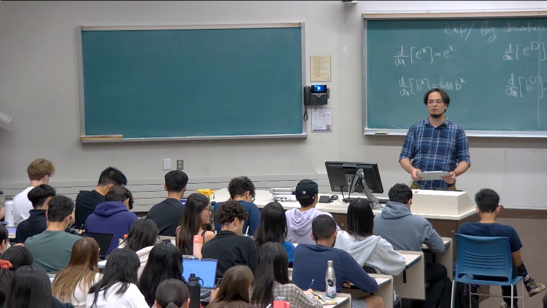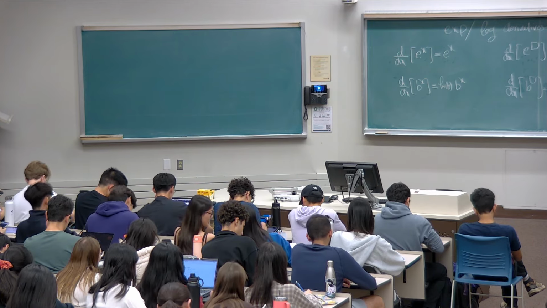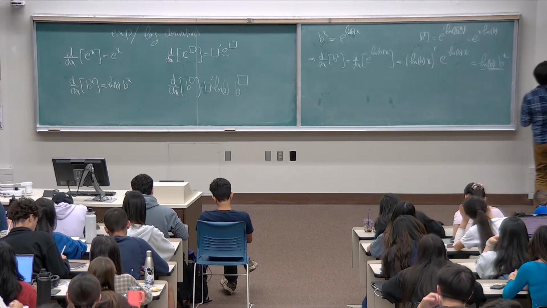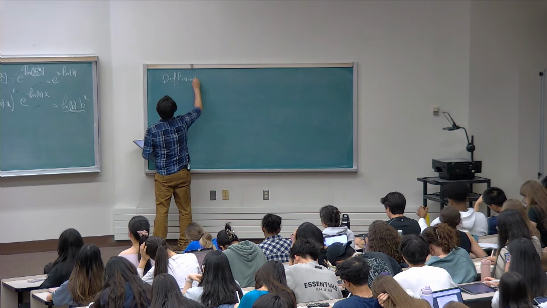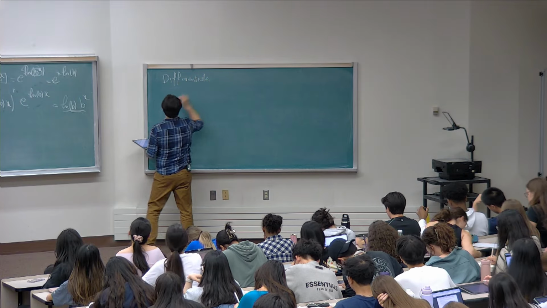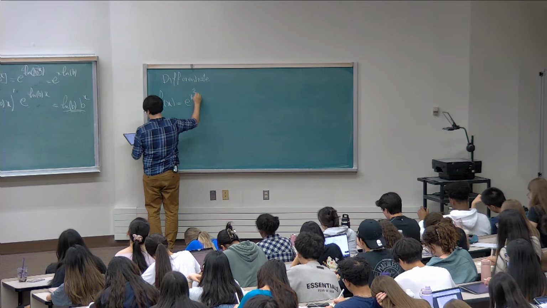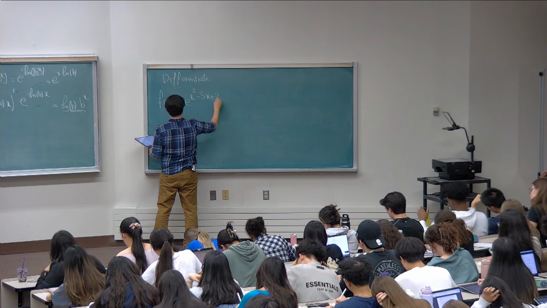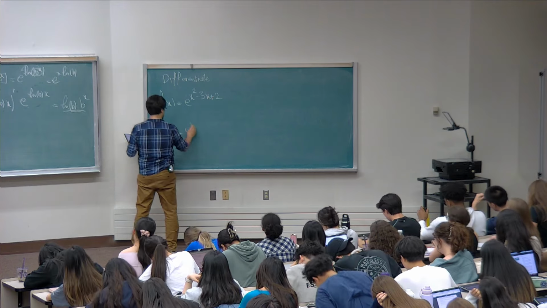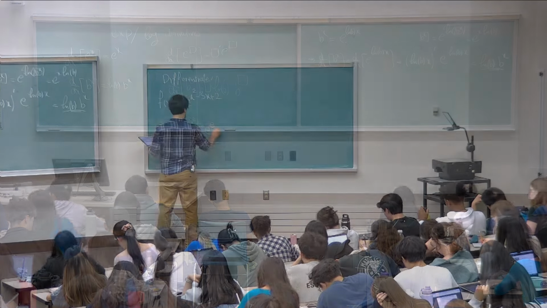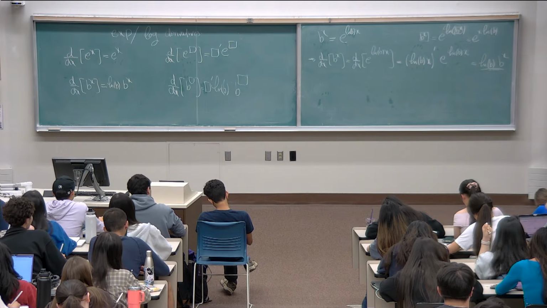Are we all good? Yeah? You should do some examples. Let's differentiate the given functions. The first one is f of x is e to the power x squared minus 3x plus 2. The second one is e to the power x squared minus e to the power e, over e to the power x plus 2x minus 1.